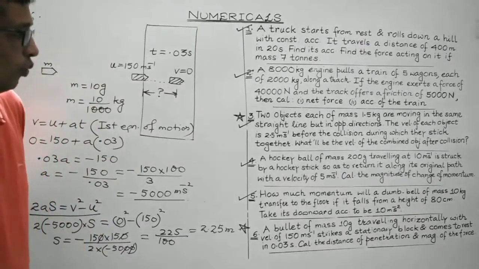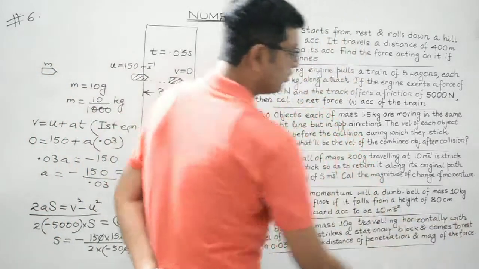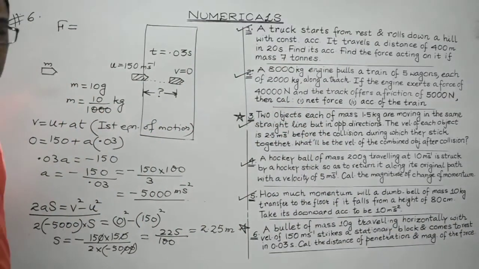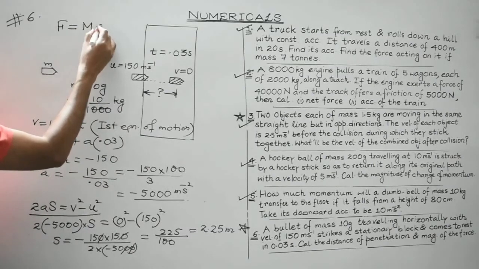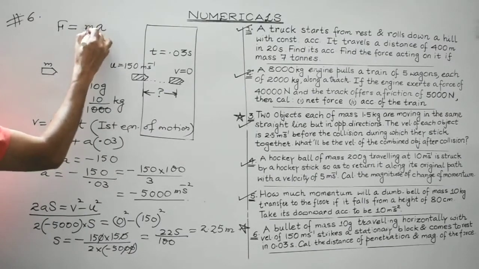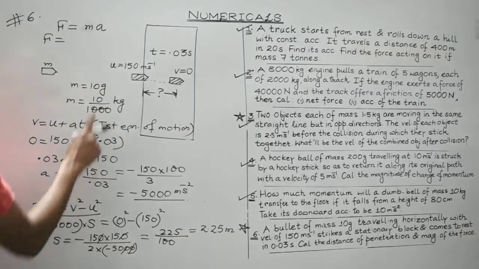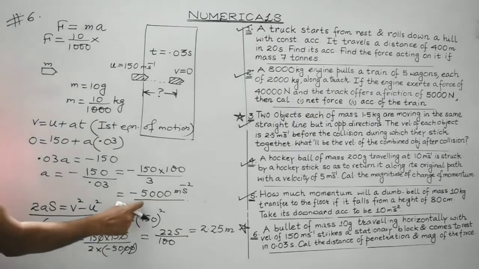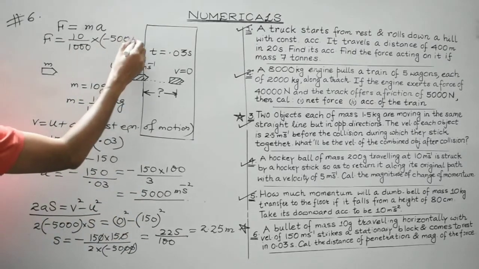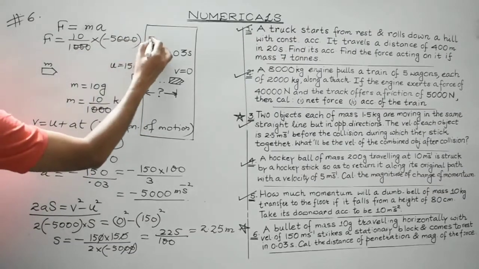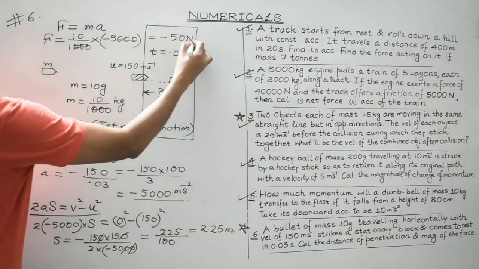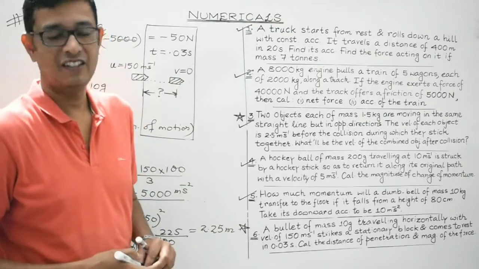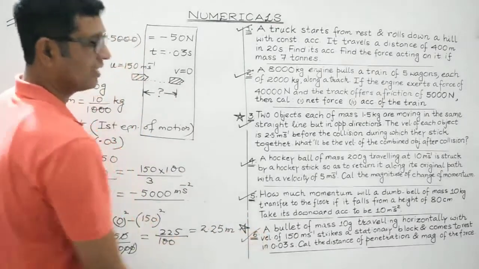Right, students? What else is to be found? The magnitude of the force. It's simple. As per Newton's second law, the measurement of force is equal to mass into acceleration, isn't it? So force would be mass, 10 gram, that is 10 by 1000 kg, multiplied by the acceleration, which is minus 5000. So that will give you minus 50 Newton. The minus sign indicates that it is a retarding force, right? So we are over with this question as well.